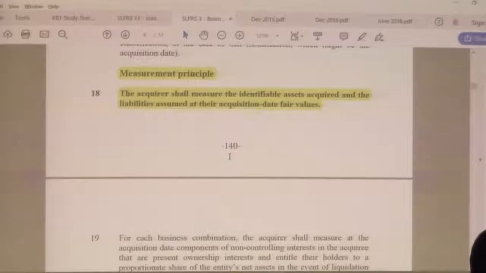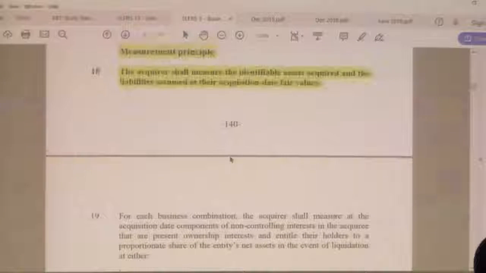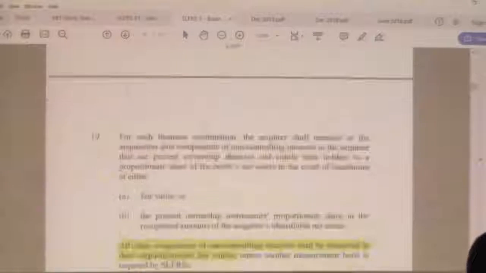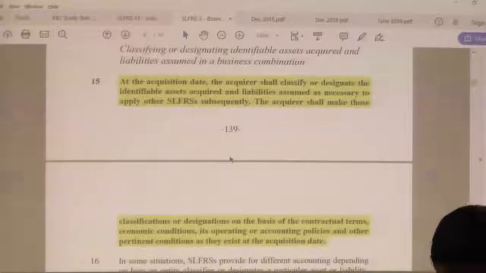Fine. There are some exceptions, right? I will go to that later, don't worry, after explaining this. Read this paragraph 15.